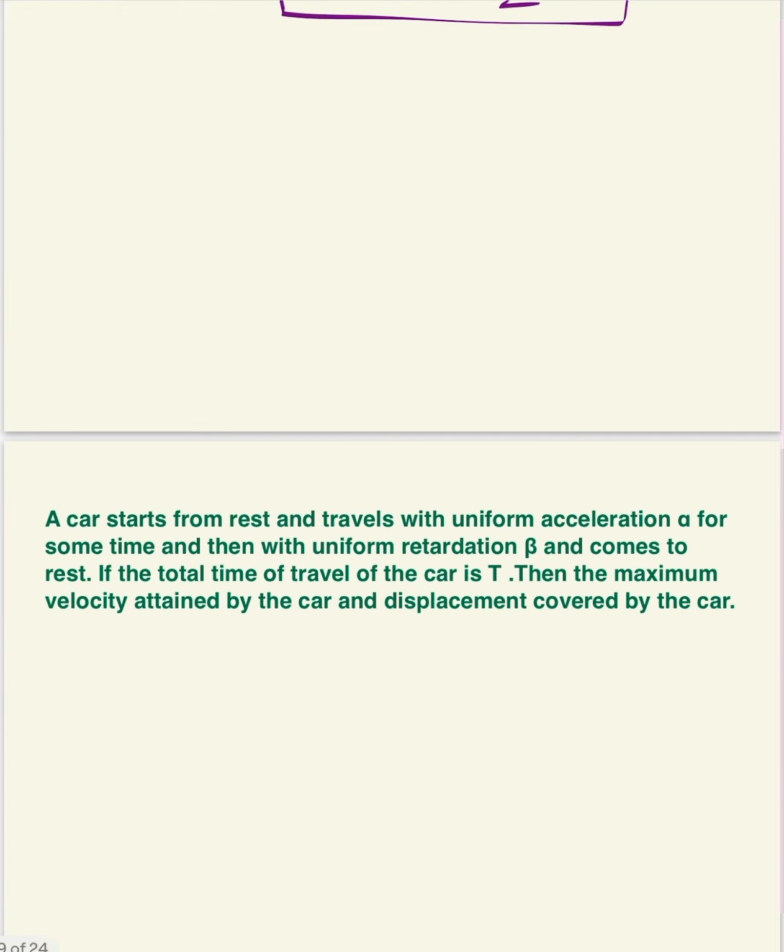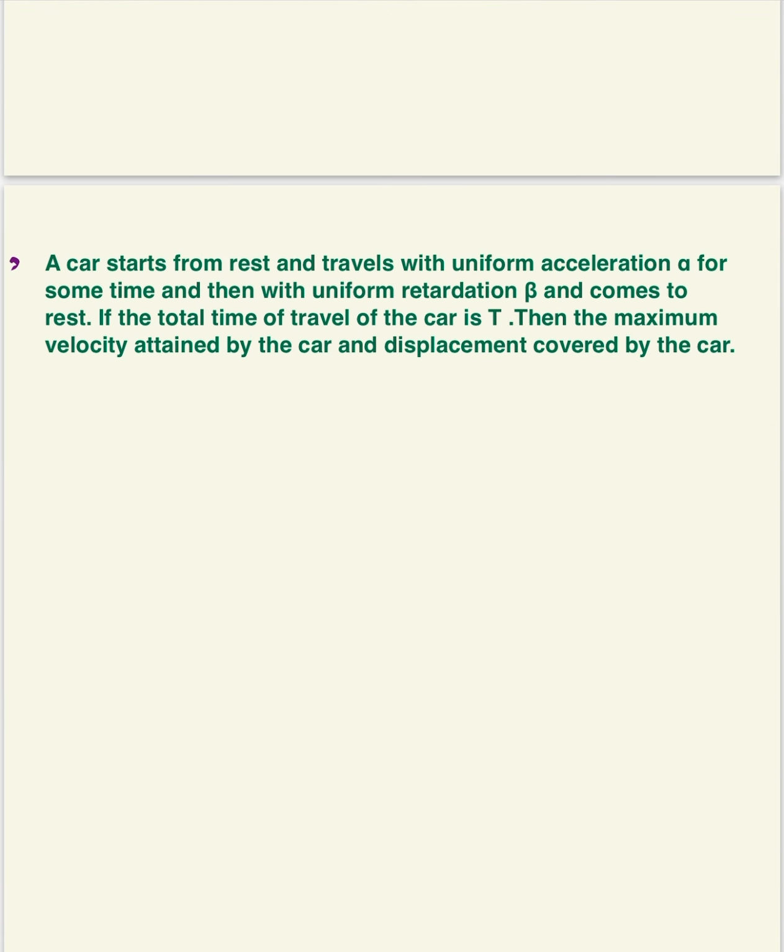We'll go to the second application. A car starts from rest, travels with uniform acceleration alpha for some time, and then with uniform retardation beta comes to rest. The total time is t. The maximum velocity and displacement we need to find. For this there are two methods. First one is the graphical method, I'll explain.